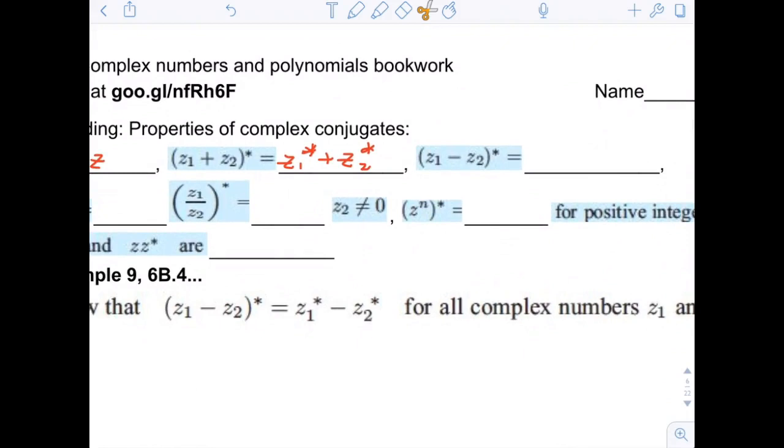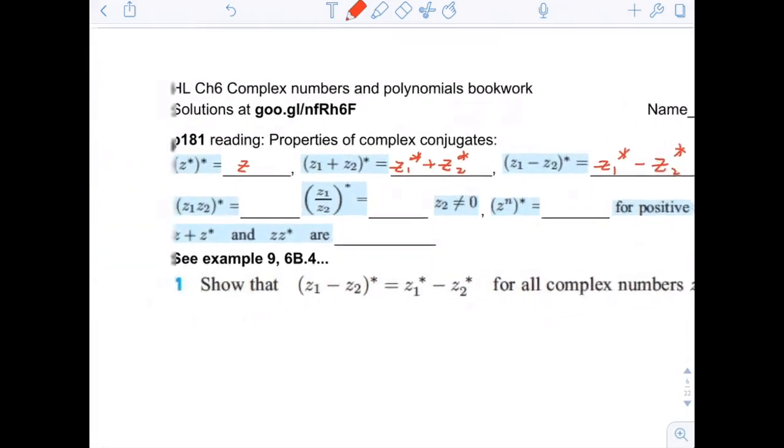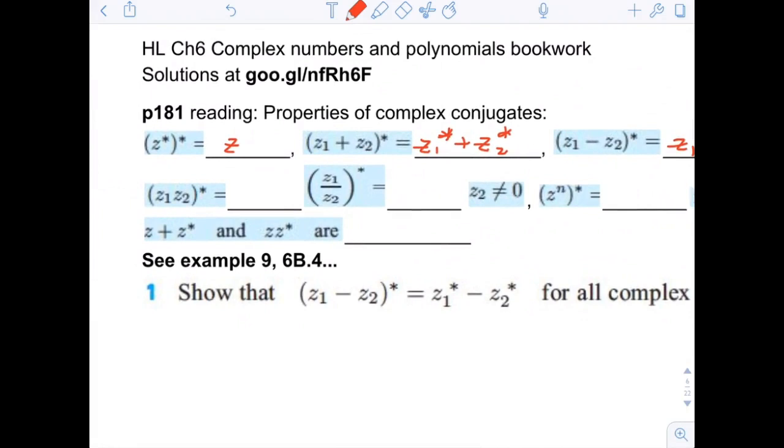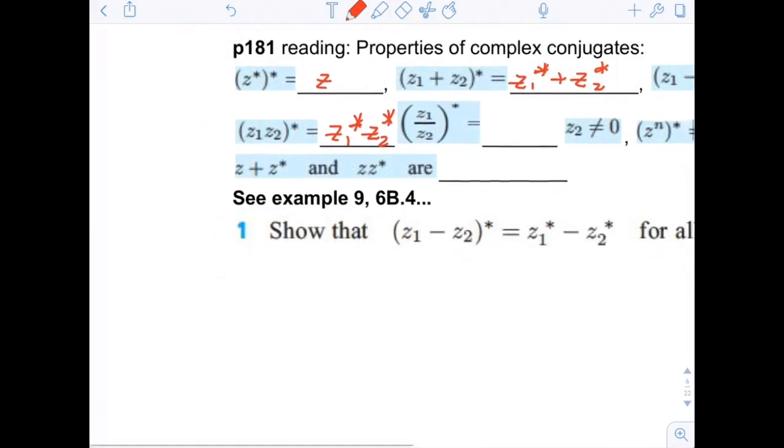Same thing with subtracting. You could take the conjugate first of each one and subtract, or you could subtract them and then take the conjugate. Either order. Z1 times Z2, take the conjugate of the whole thing. That's the same thing as Z1 conjugate times Z2 conjugate. Let's see if we can figure that one out.